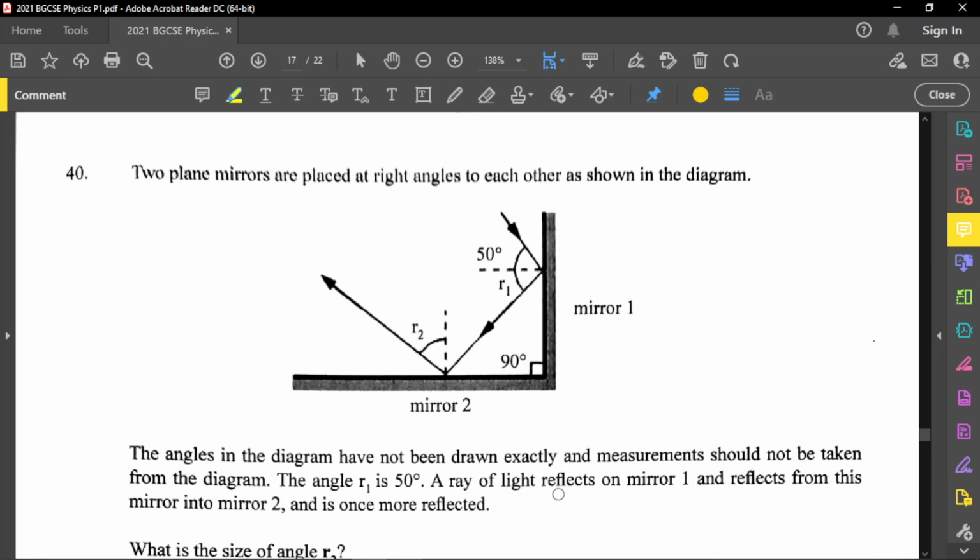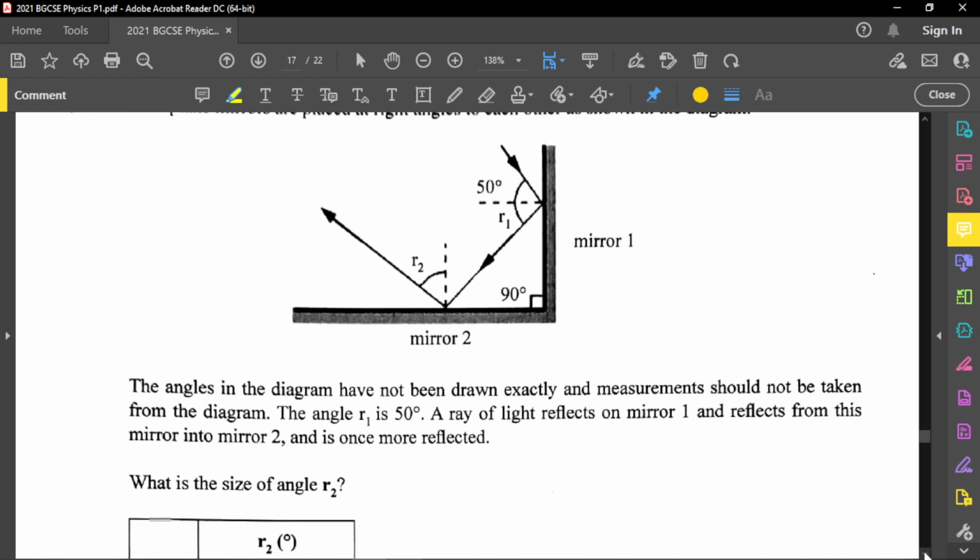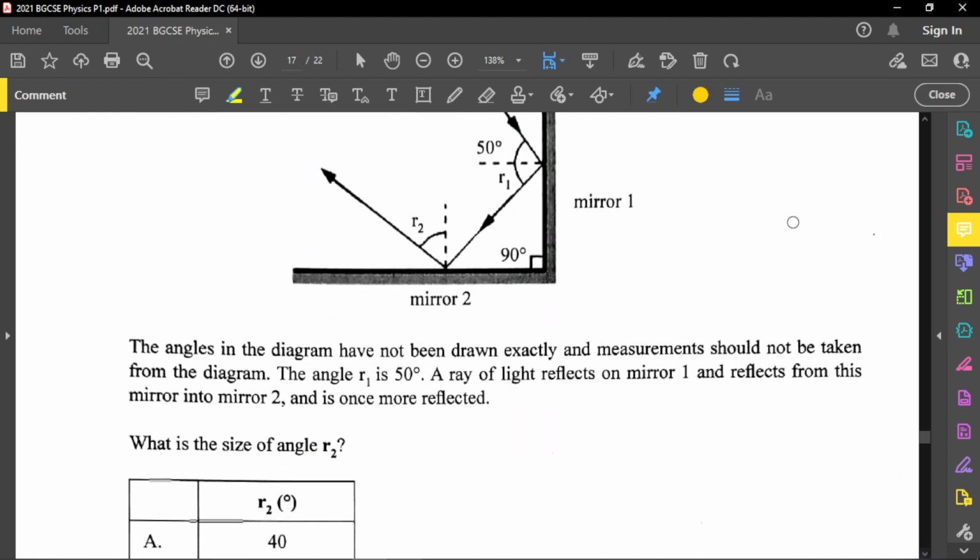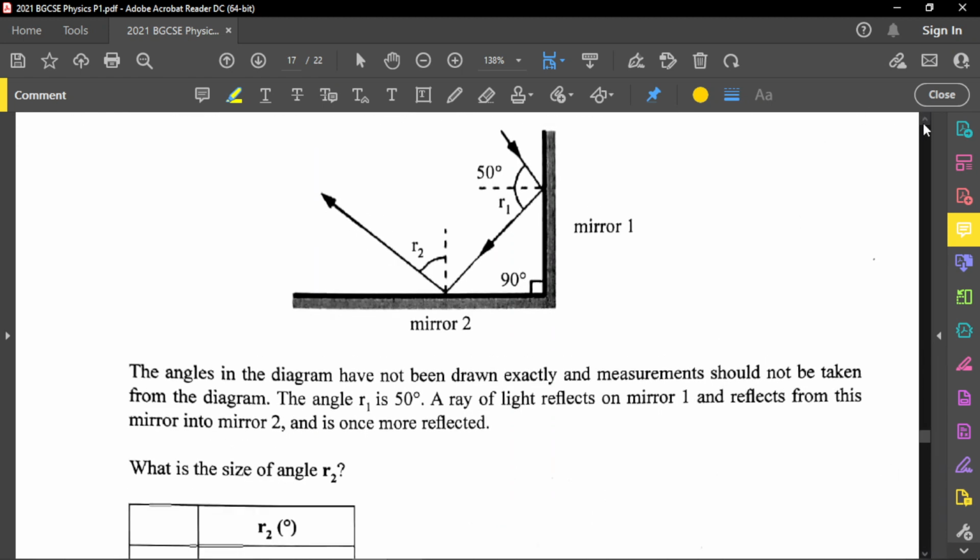And they said a ray of light reflects on mirror 1 and reflects from this mirror into mirror 2 and is once more reflected. So notice there's a reflection here, a reflection here, and a reflection here. And now it asks us, what is the size of the angle R2, which is the angle of reflection in the second mirror? All right, so let's look at what is happening here. First and foremost, I must point out where the mirrors are. Mirror 1 here, mirror 2 here. It actually labels them, so that is also fine. That's the back of the mirror, so we don't necessarily need that.